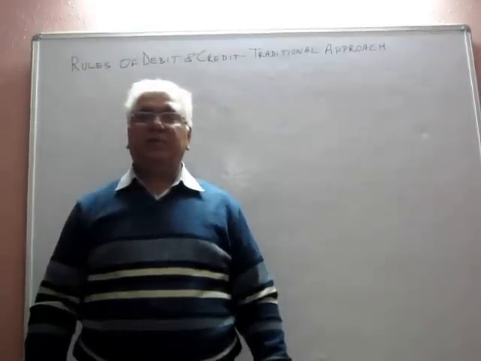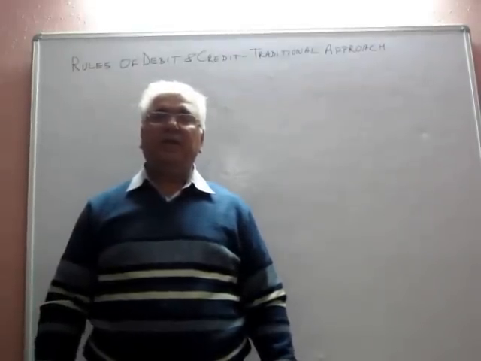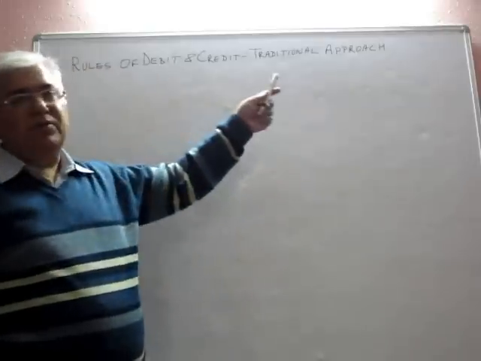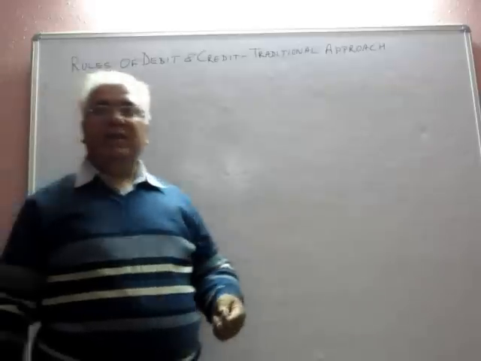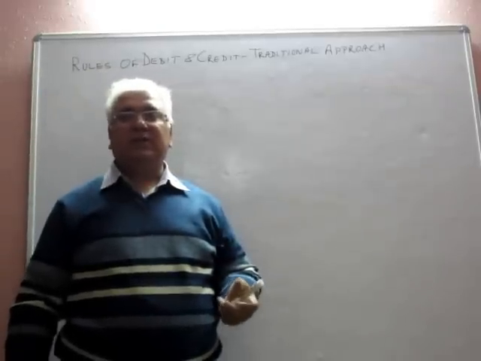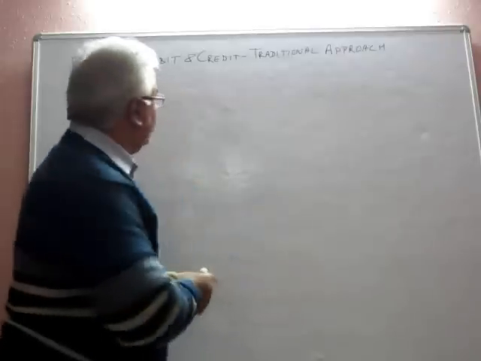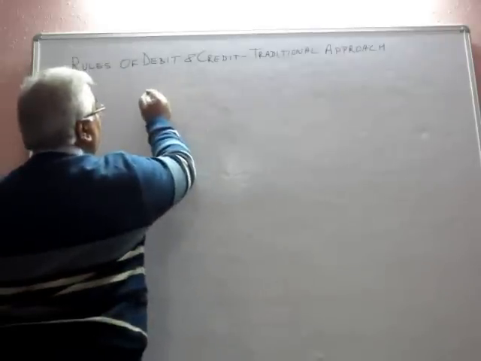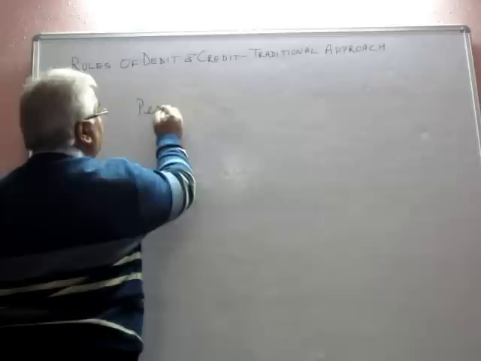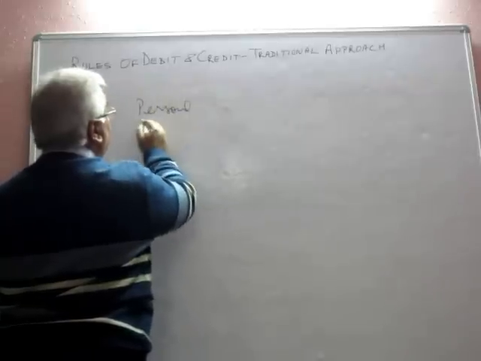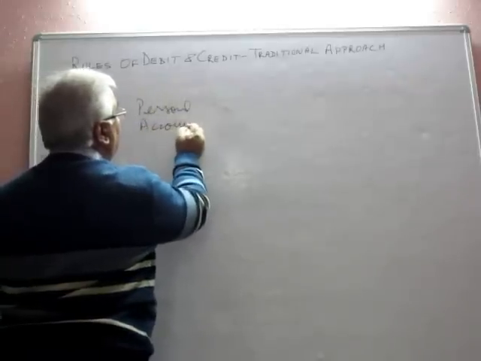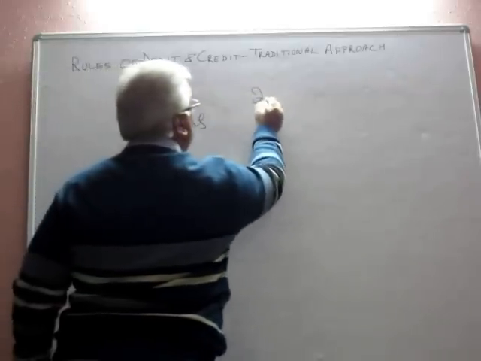Today I am going to explain to you the rules of debit and credit based on the traditional approach. Before I explain the rules, you must understand the classification in this method. The classification of accounts is personal accounts and impersonal accounts.